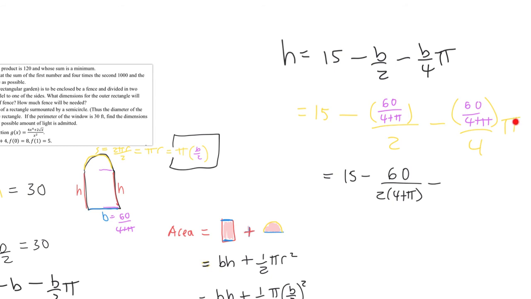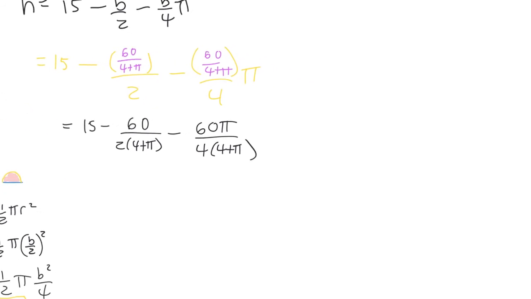By the way, this pi could get multiplied to the top. So that's going to become 60 pi over 4 times 4 plus pi. So then the question is, what does that simplify into?